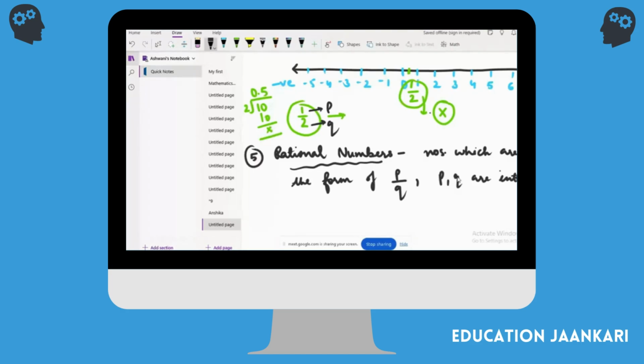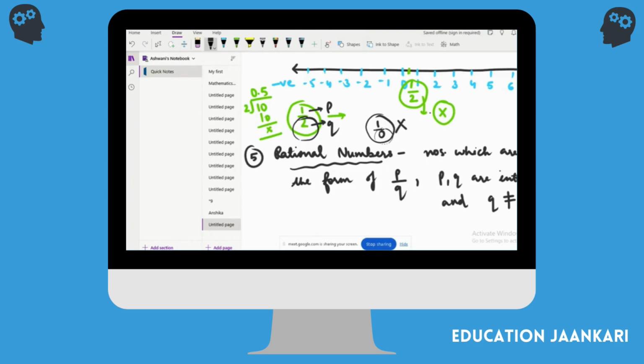Yes, 1 is an integer, 2 is also an integer, and one more condition is there, that Q should not be equal to 0. Here, Q is 2, not equal to 0, right? If Q were 0, then it cannot be a rational number. Okay. Samya, just tell me again, what are rational numbers? Numbers which are in the form of P by Q.